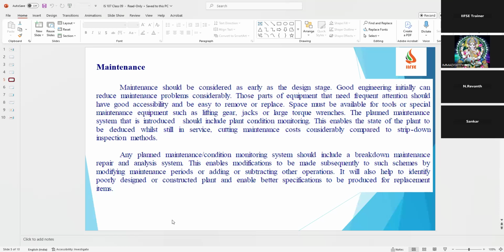And also it helps to identify the poorly designed or constructed plant and enable better specifications to be produced for the replacement of items. Sometimes the design or the construction of the equipment is not properly designed, or the parts inside are not of good quality. Basically it happens with low grade, or sometimes if you are buying any second hand equipment, in those situations you could come across such kind of situations.